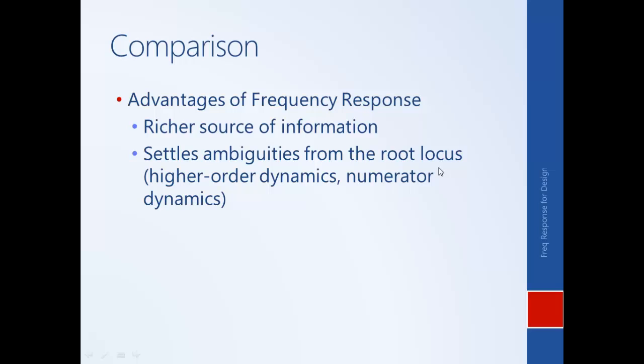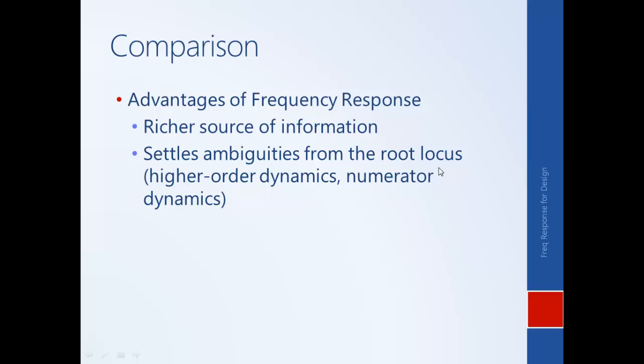Furthermore, frequency response plots settle ambiguities from the root locus. The root locus shows us the closed loop pole locations, so it doesn't even necessarily show us what the closed loop zeros are. So it's hard to see the effect. With the root locus, it's also hard to tell the contribution of different poles if there isn't a dominant 1 or 2 poles. So if you had 4 poles that were in the same basic range of speed of response, it would be hard to know the contribution of each.